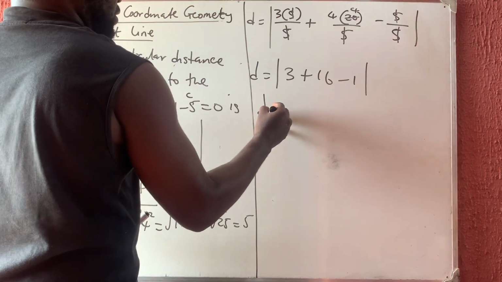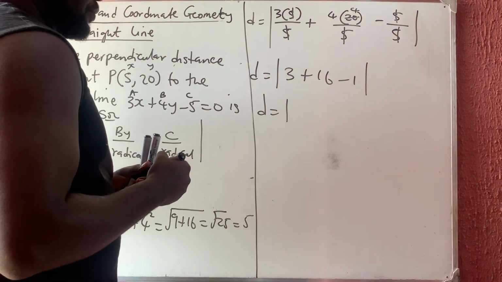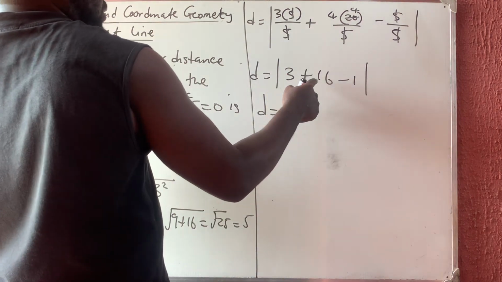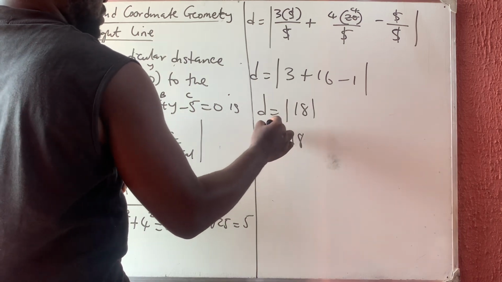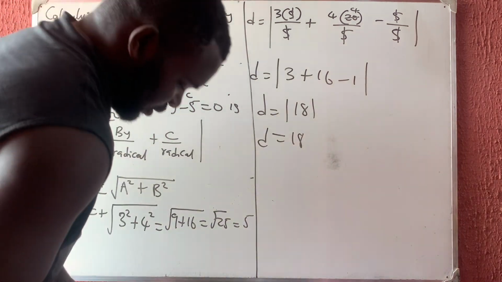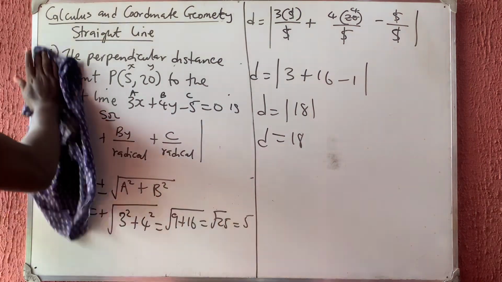So I have d is equal to absolute value of, this is 19, that is 18. Absolute value of 18, which is what? 18. So distance is just 18. So we move to the next question.